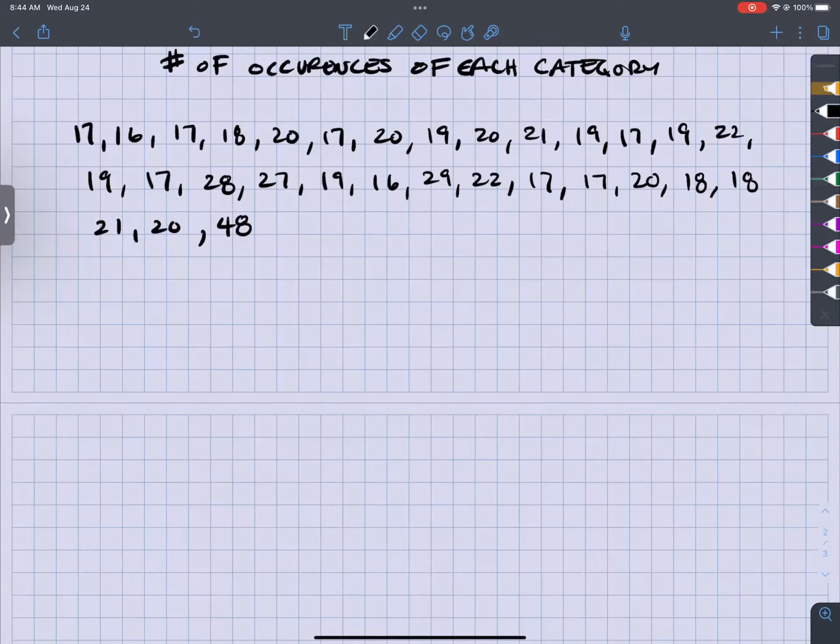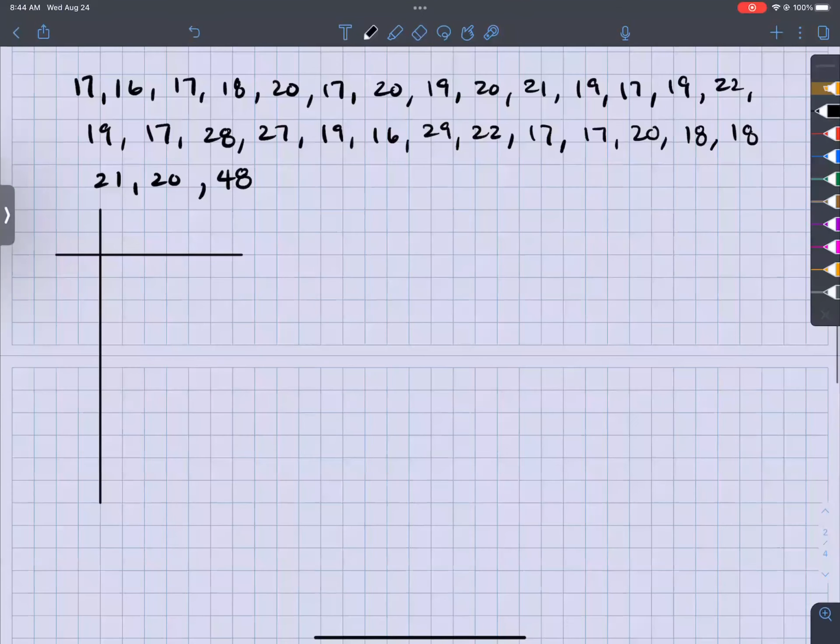So in the frequency distribution, a couple of things could happen. We could write one looking like this. We can list all the ages. Actually, I'm going to take the 48 out because it's going to throw everything way off. So I could list them as 16, 17, 18, 19, and so on. I could do it that way. But obviously there's more.